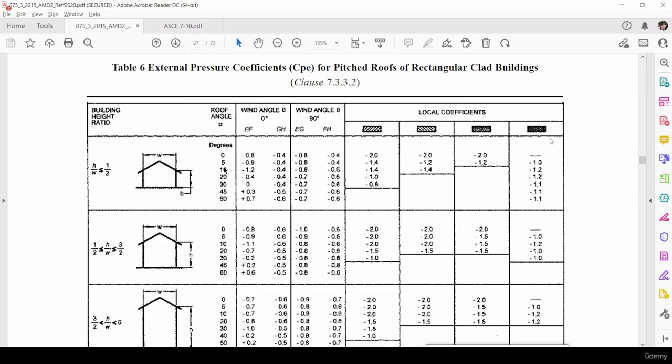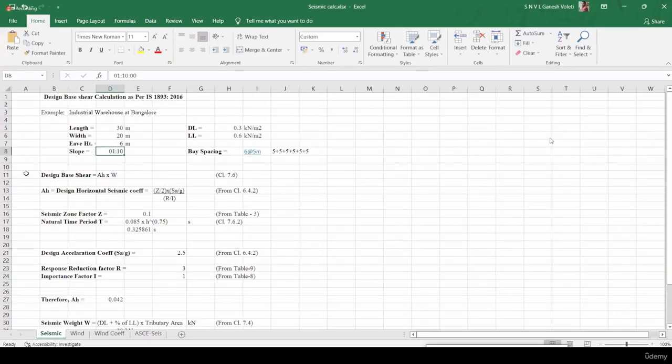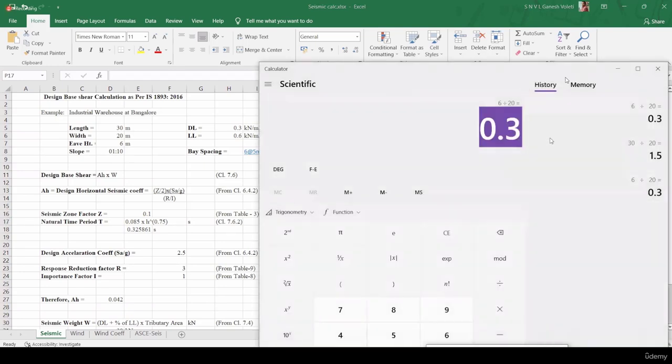So what is this roof angle? I have mentioned here the roof slope. Slope is nothing but 1 in 10, right? 1 in 10 is nothing but 1 rise in 10 horizontal. That is, if there is a 10 meter horizontal distance, we have to use 1 meter rise. That is the roof slope. So we have to calculate the angle for this. 1 in 10, right? So tan inverse of 1 by 10, you can calculate.